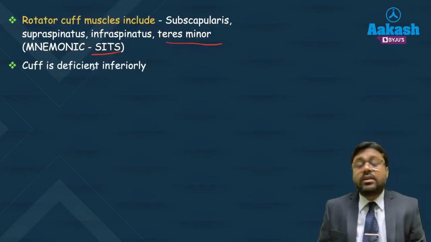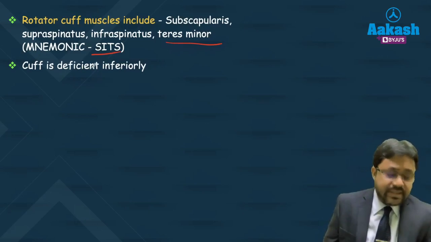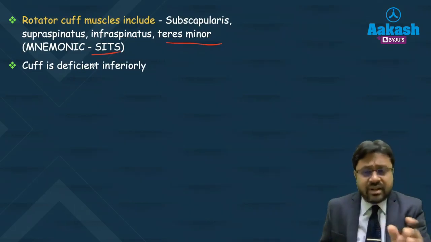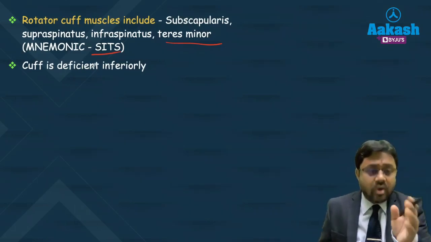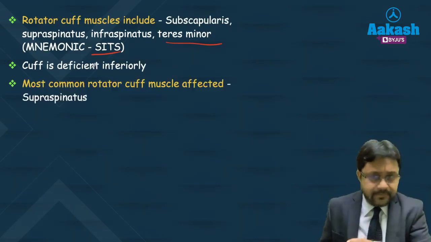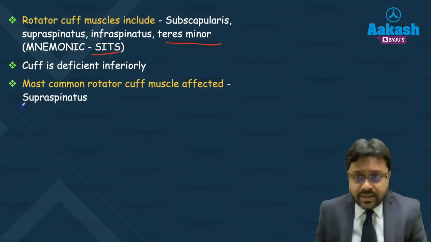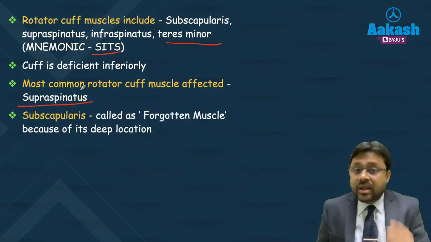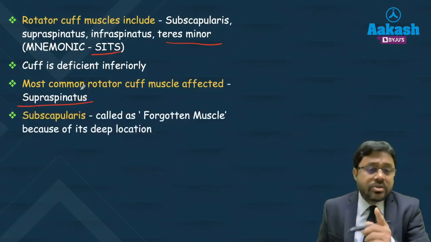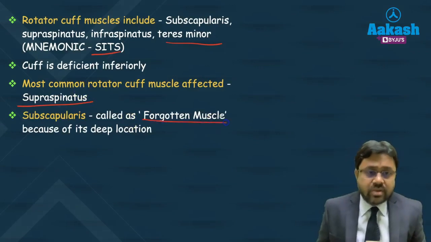Teres minor. The cuff is deficient inferiorly, which makes the shoulder joint weaker inferiorly, and that's why the shoulder joint commonly dislocates inferiorly. Clear? The most commonly affected rotator cuff muscle is supraspinatus, right? Subscapularis is also often named the forgotten muscle because of its deep disposition and location.